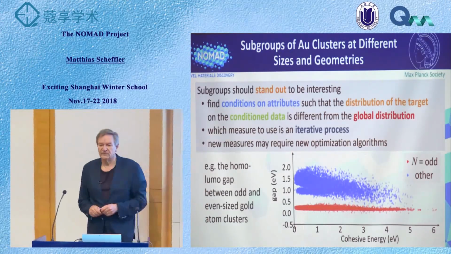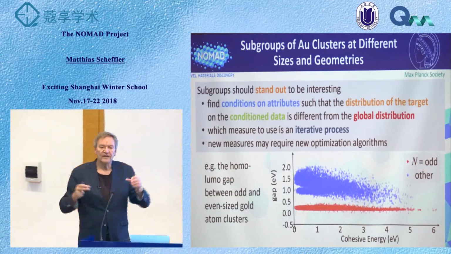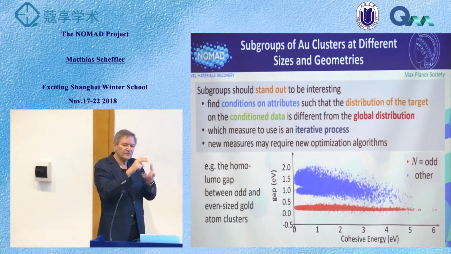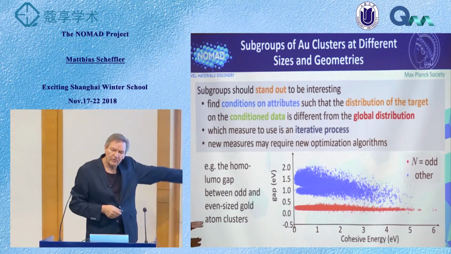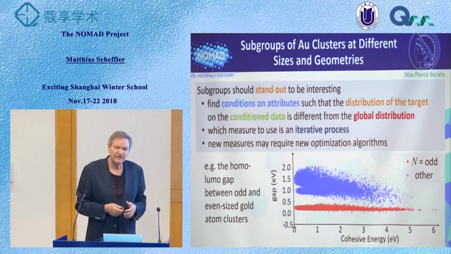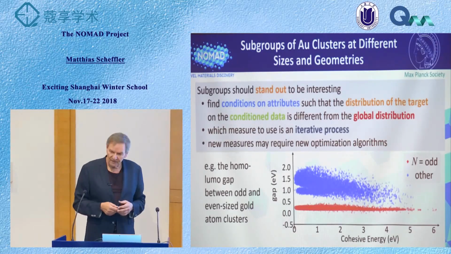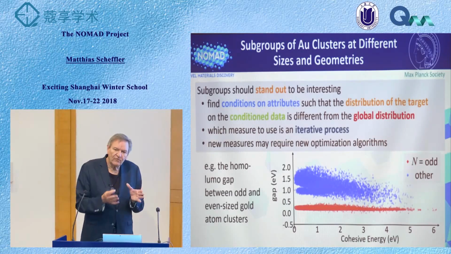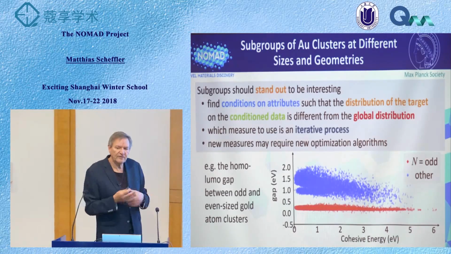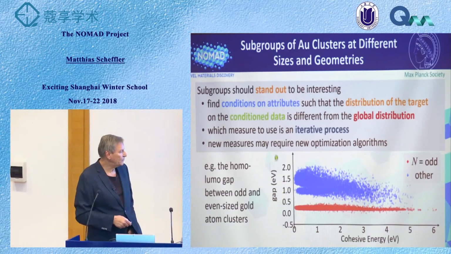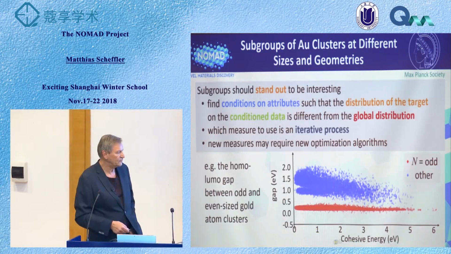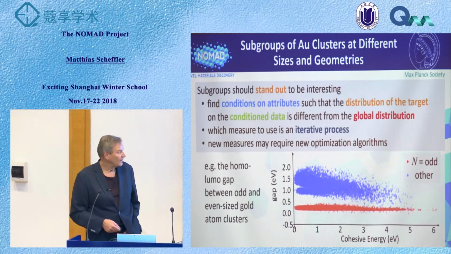If you look at gold clusters of different sizes, and in fact in the molecular dynamics of different structures, if you would not look at them the way I'm plotting it here, if you just have the data points, you would not see much structure. But if you look for exceptions, for statistically exceptional systems, the subgroup discoverer will tell you, you should plot them as band gap as a function of cohesive energy, and then you see one subgroup which is red and one subgroup which is blue.